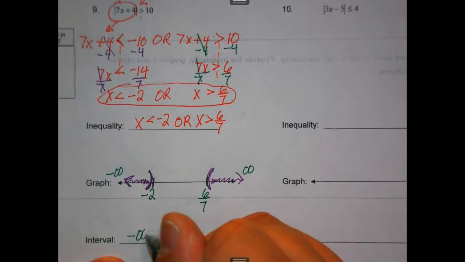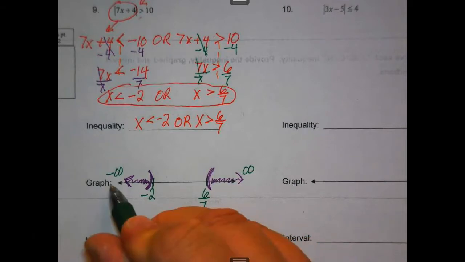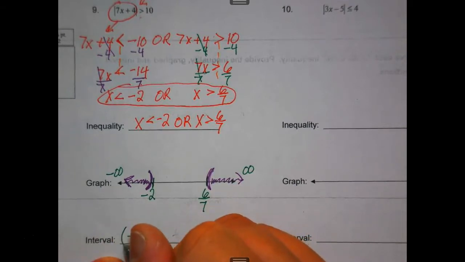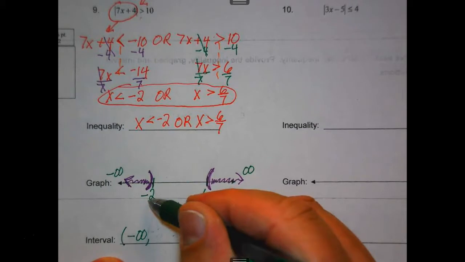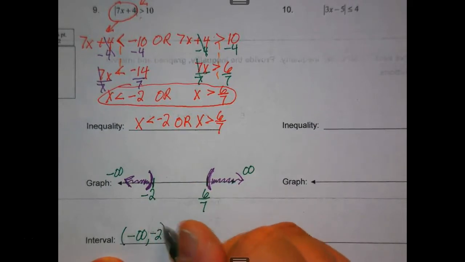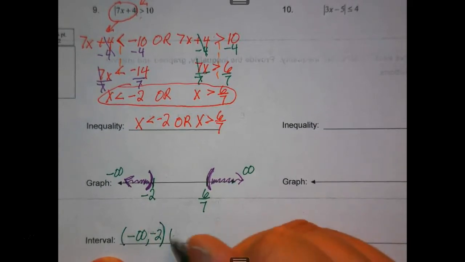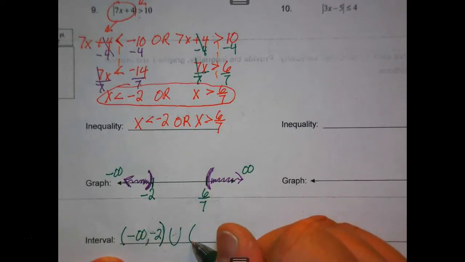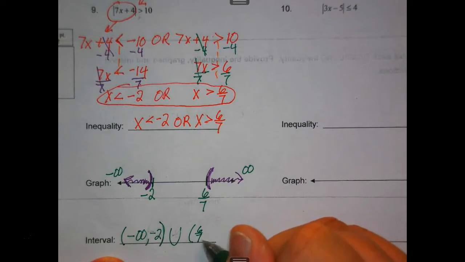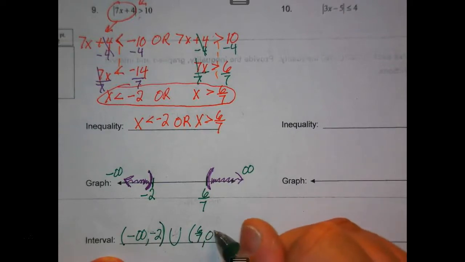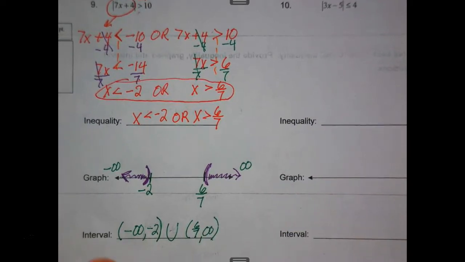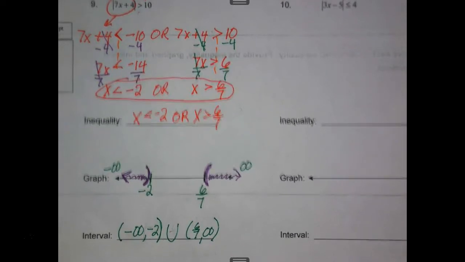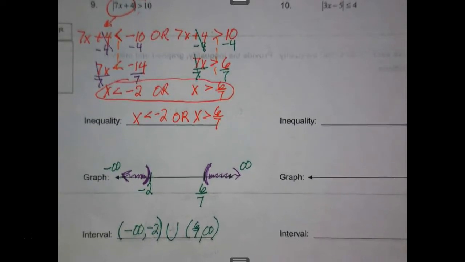Negative infinity starts at negative infinity, always gets a parenthesis. It ends at negative 2, parenthesis. Union, here it starts at 6/7 with the parenthesis, and it ends at positive infinity with the parenthesis. You have to get down interval notation. We are going to use it for the rest of the year.